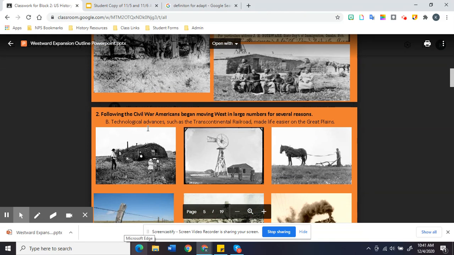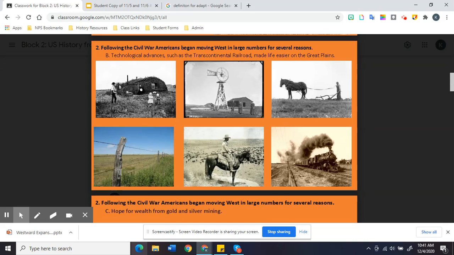Then we'll move on. So, following the Civil War, Americans began moving west in large numbers for several reasons. B, reason number 2, numero dos. Technological advances such as the Transcontinental Railroad made life easier on the Great Plains. So not only was the Transcontinental now connecting the East Coast to the West Coast, people were developing new technologies to make farming more sustainable on this previous wasteland.